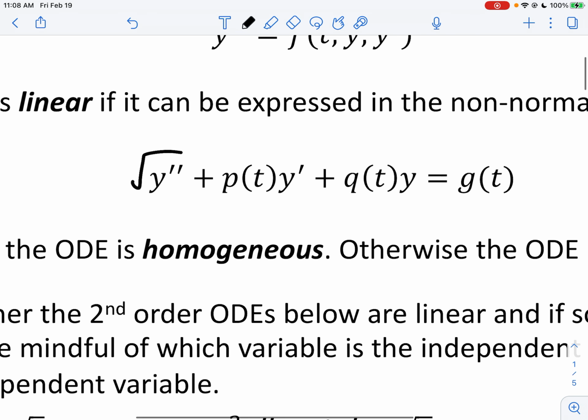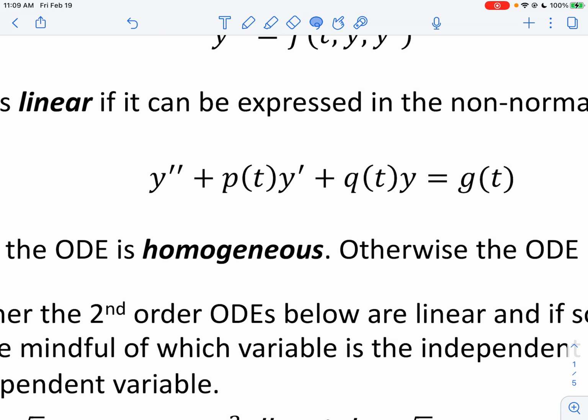If you put a square root on the second derivative, this would be nonlinear because square root is a 1/2 power. If you multiply y times y double prime, then this cannot be put into the form that we have listed here. So that would be nonlinear. If you put a y prime over a y, this would be a nonlinear term. So you have to pay very close attention to the dependent variable and its first and second derivatives.